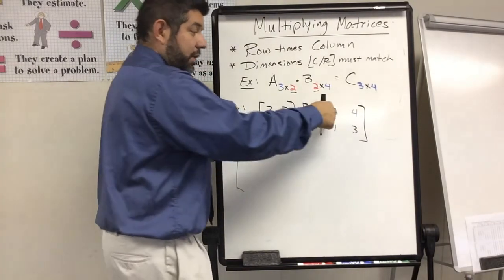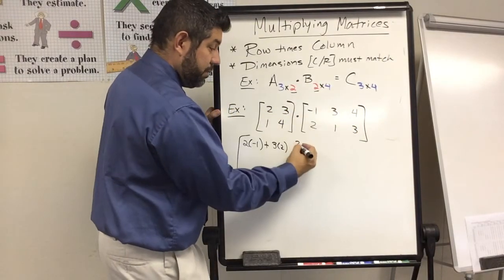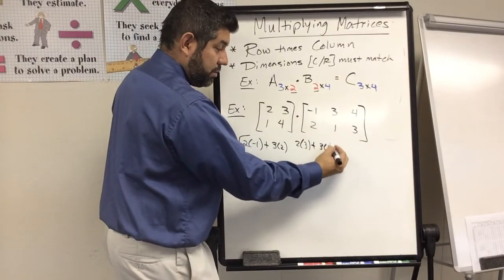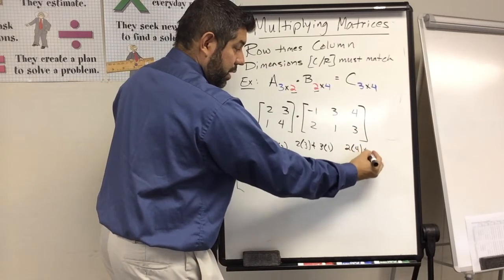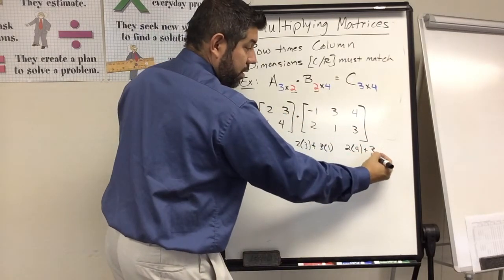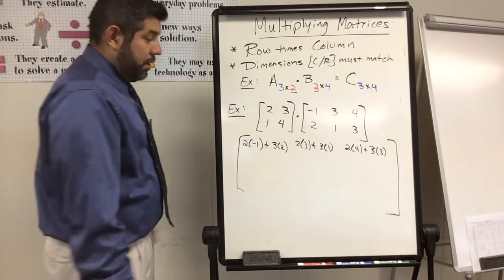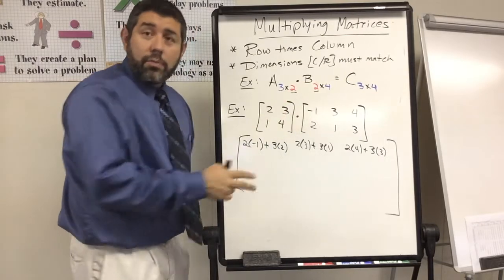I'm going to do that for each one of these columns, okay? So 2 times 3 plus 3 times 1. 2 times 4 plus 3 times 3. That's going to give me my matrix here. Now I'm going to do this one, row times column. Row times column, row times column, row times column.